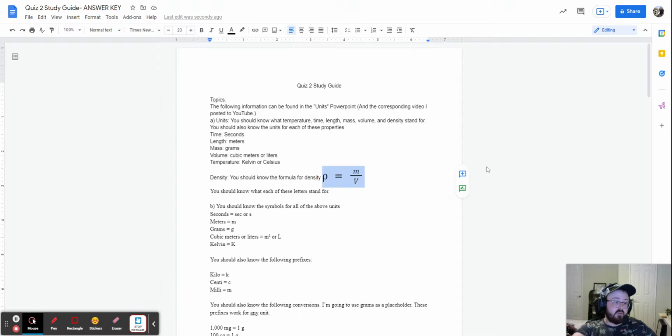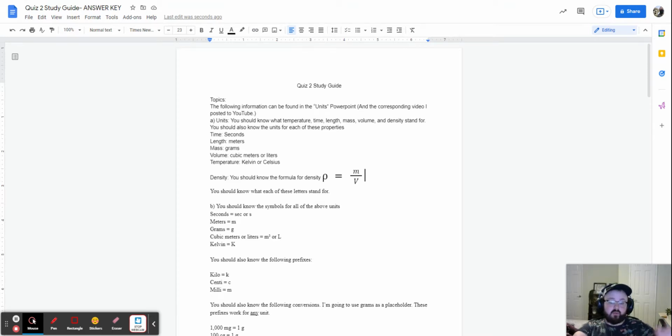Density, you should know this formula. You should know what each one of these letters stands for. I've given it to you in multiple media, from 2 or 3 different PowerPoints. I gave it to you on your lab, so you really should know this formula. I will give you this formula, but I will not give you what each of the letters stands for. This thing right here is the Greek letter rho. This is density. The m up here is mass. It is not meters.